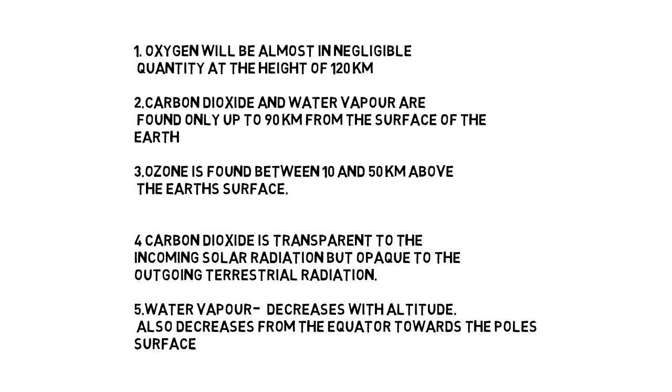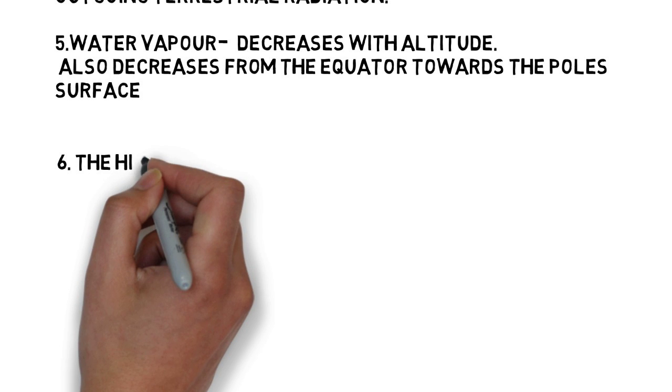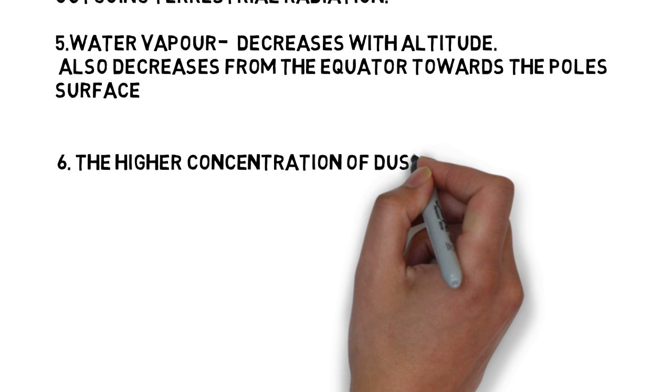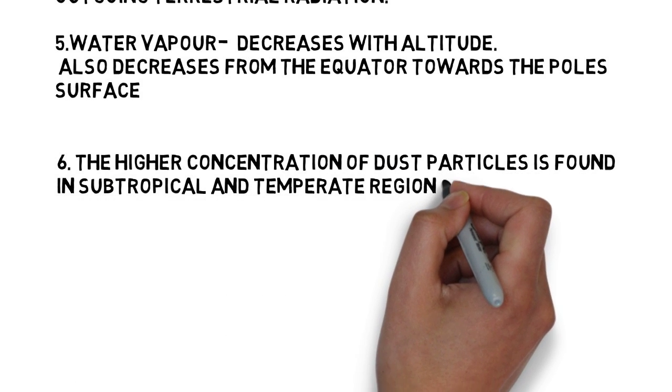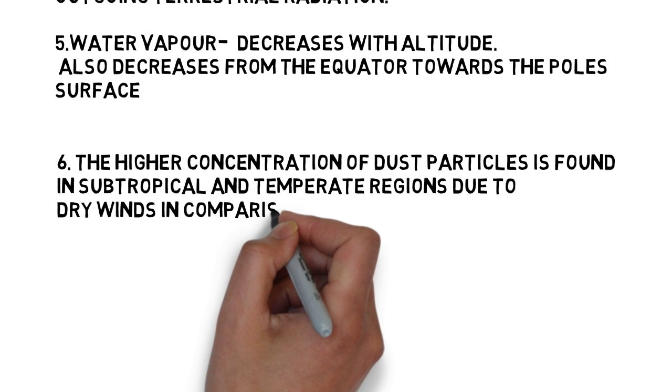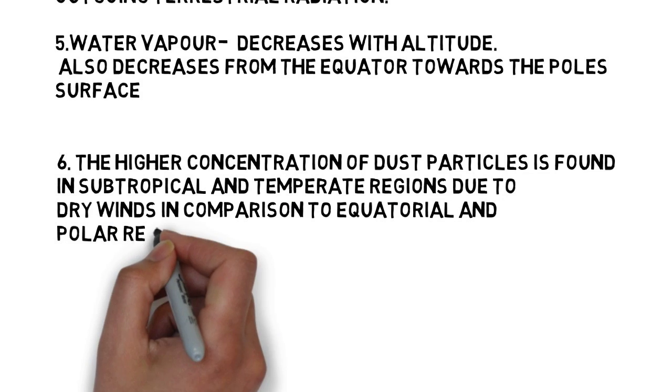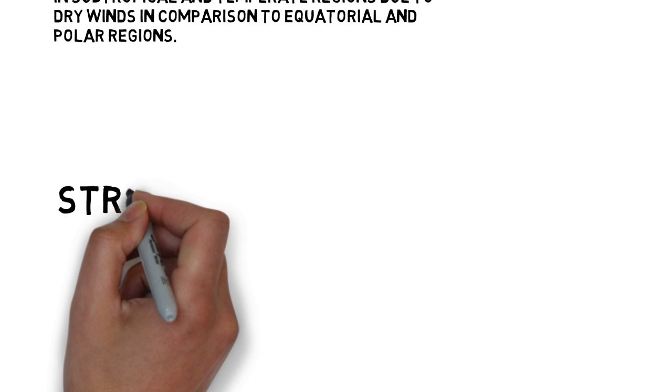Another important fact worth remembering is that water vapor decreases with altitude. It also decreases from the equator towards the poles. Dust particles are also part of the atmosphere, and a higher concentration of dust particles is found in the subtropical and temperate regions due to dry winds, in comparison to equatorial and polar regions. These were the 6 important facts in the first page of the chapter.